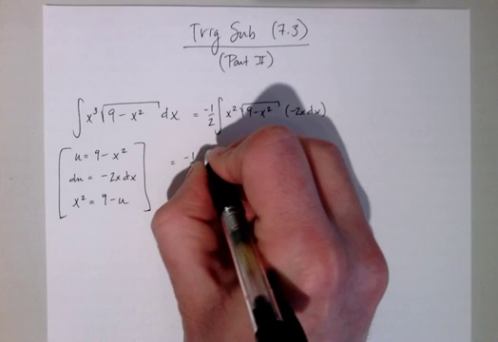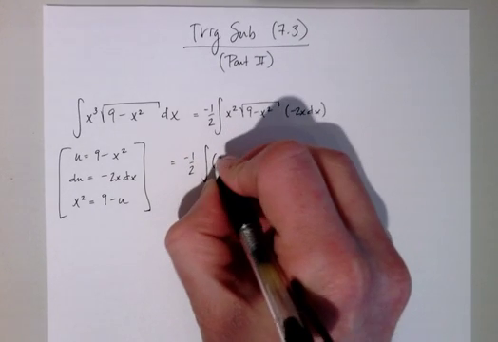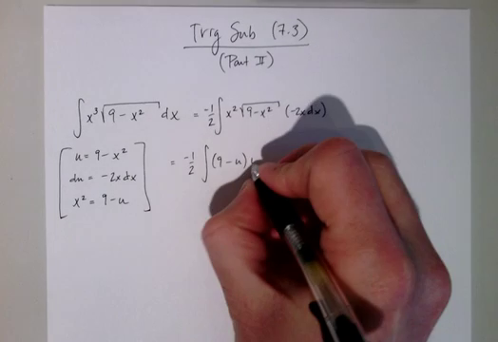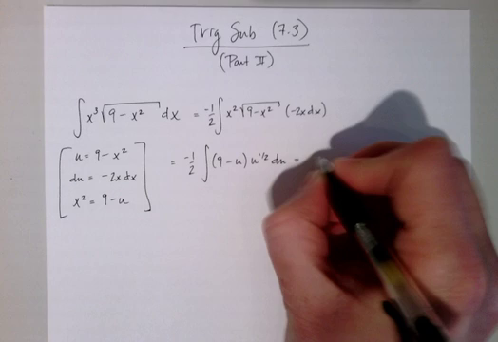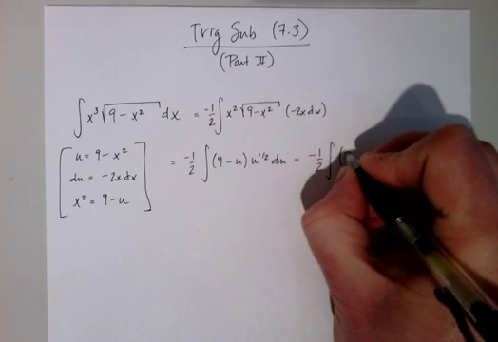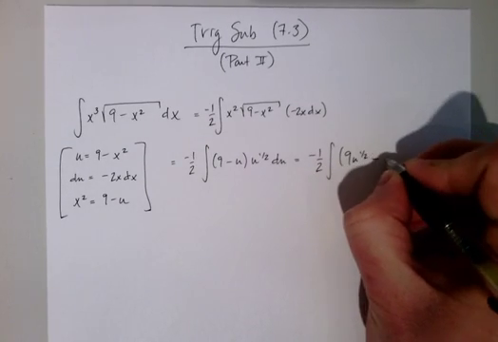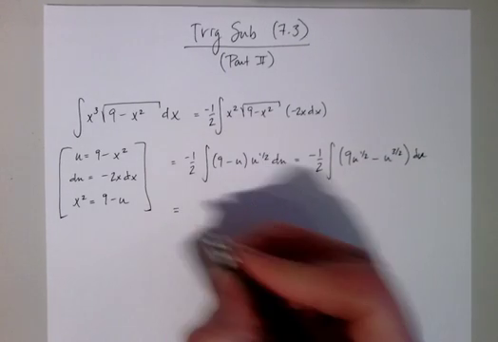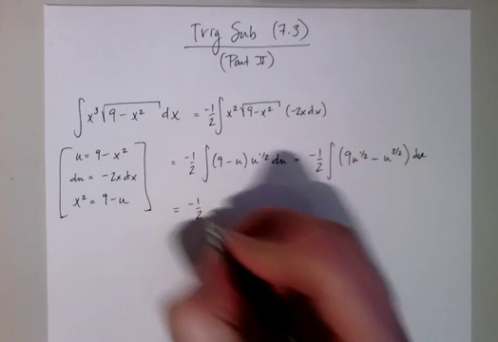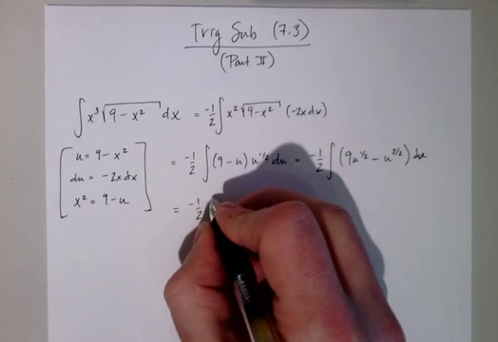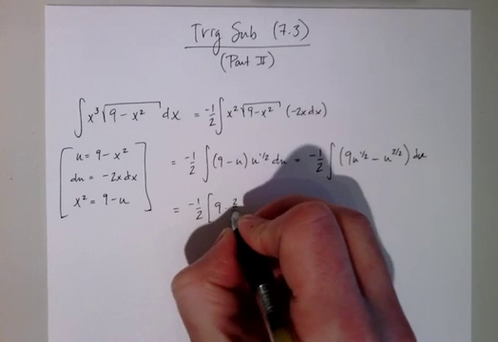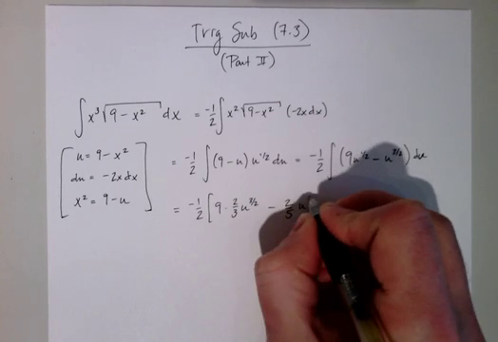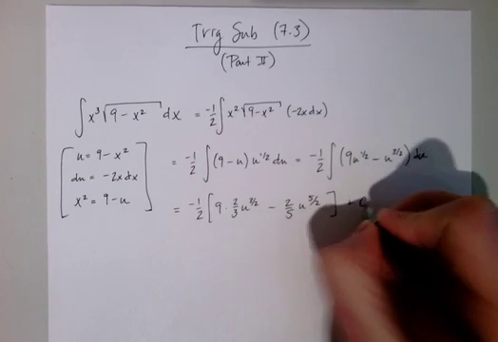That's negative 1/2. The x squared is 9 minus u. Now I could take that negative right there and flip that difference, but it really doesn't matter. Minus du, and that becomes negative 1/2 times 9u to the 1/2 minus u to the 3/2 du. And you can go ahead and integrate from there. That becomes negative 1/2. This becomes 9 times 2/3 u to the 3/2, minus 2/5 u to the 5/2, plus c.